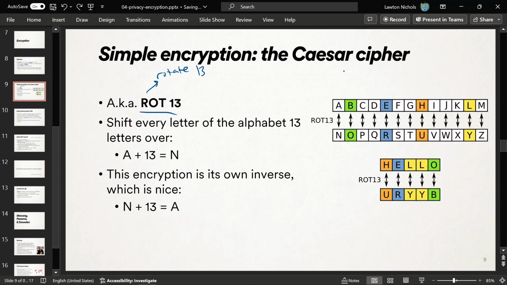The nice thing about the Caesar cipher is that it is its own inverse, because there are 26 letters in the alphabet and 13 is halfway. If you encrypt A, you send it 13 down the alphabet and make N. And once you have N, you just apply it all over again, and that takes it back to A, which is kind of nice. So that's the Caesar cipher.